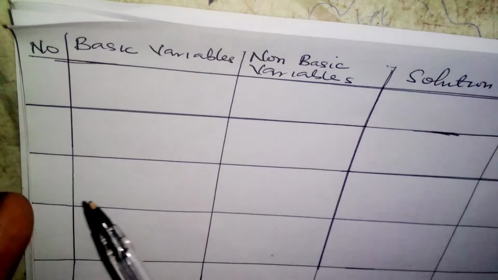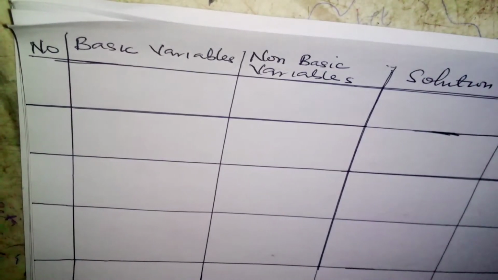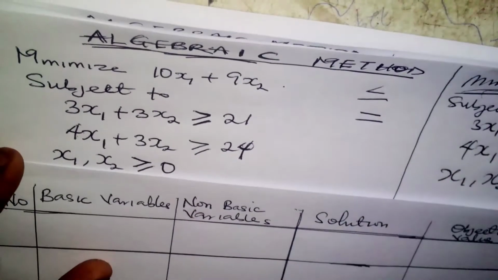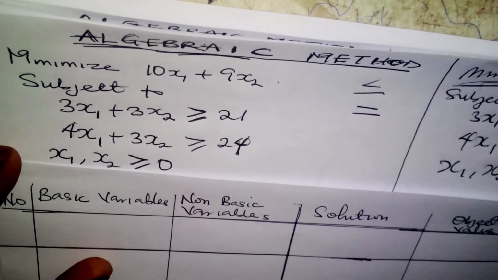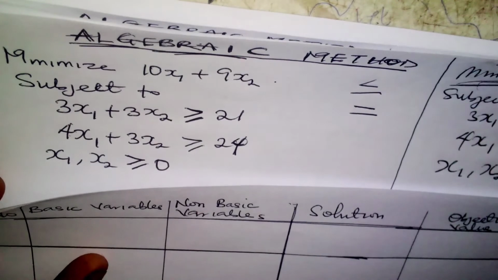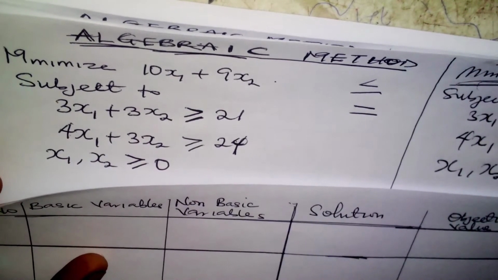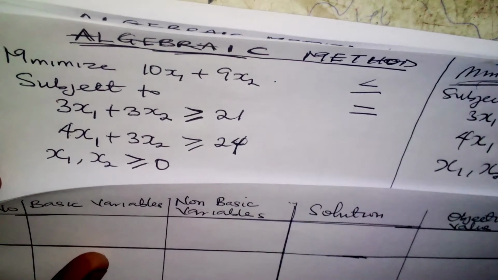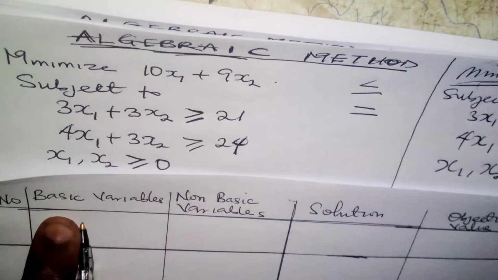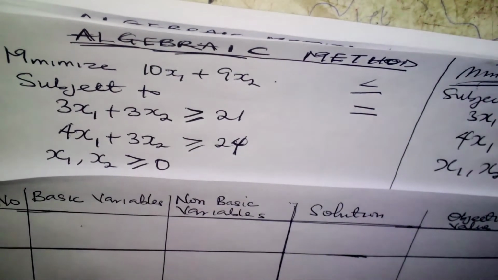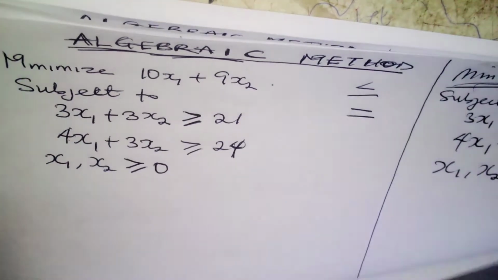Then the solution, the result or the value of our basic variable, is known as our solution. Then the objective function value is the solution of the basic variable substituted back into the objective function. Then the result we obtain is the value of our objective function. Then the type of solution can be either of two: a feasible solution or a non-feasible solution. Take note of that. A non-feasible solution exists when the solution of the basic variables is negative. If one of them is negative or both, then the solution type will be a non-feasible solution. But if it is positive or 0, then it is a feasible solution.